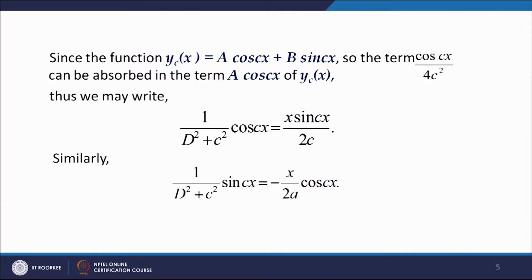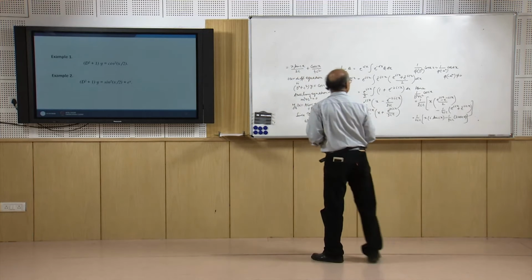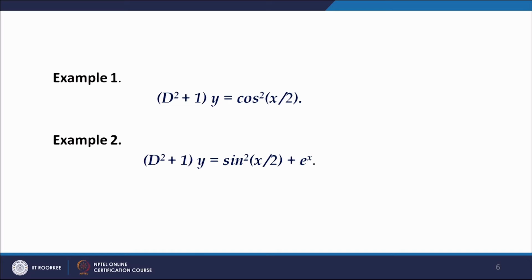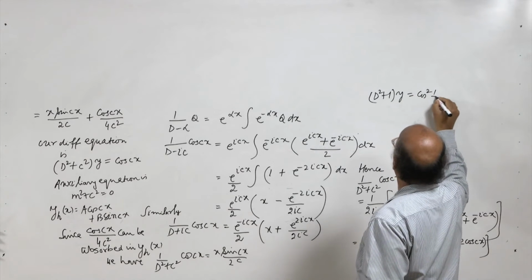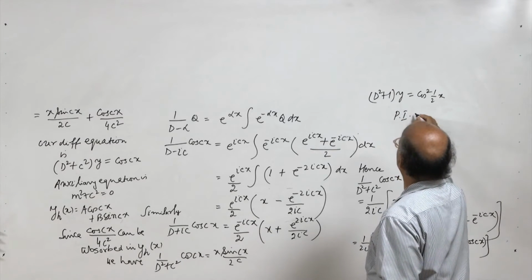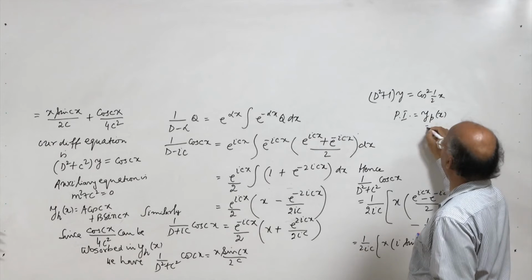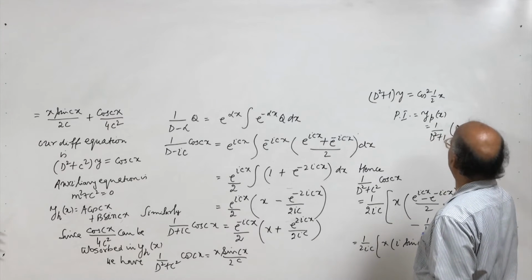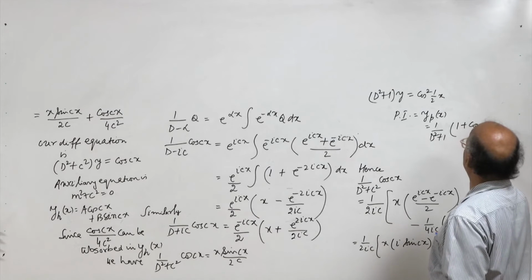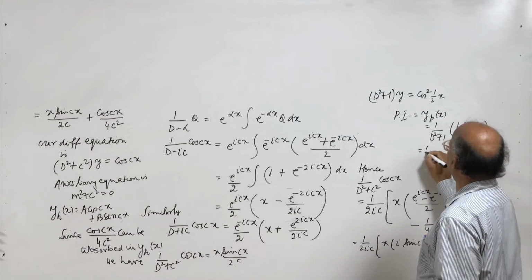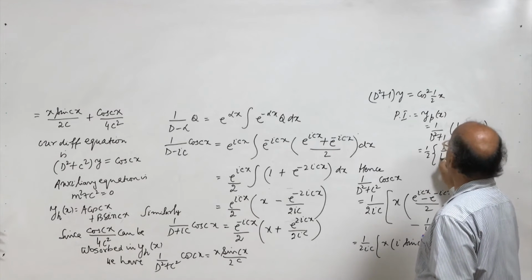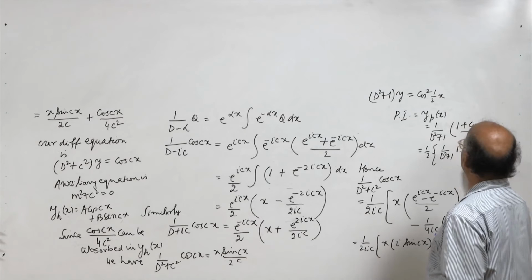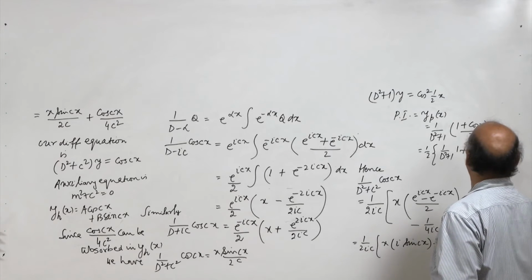Now with these formulas we can find the particular integral easily in the case where phi of minus a squared becomes 0. For example, let us look at the equation D squared plus 1 y equal to cos squared x by 2. So the particular integral y_p(x) is equal to 1 over D squared plus 1 operating on cos squared x by 2, which we can write as 1 plus cos x by 2, which is equal to 1 by 2 times 1 over D squared plus 1 operating on 1, and then 1 over D squared plus 1 operating on cos x.